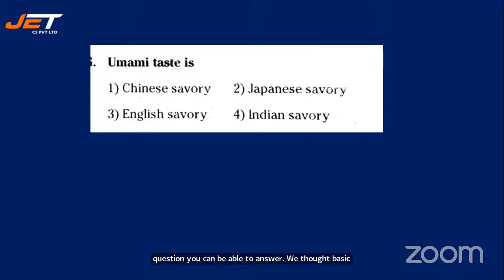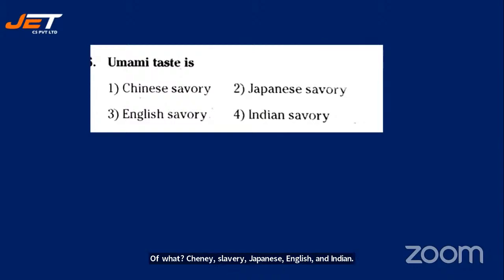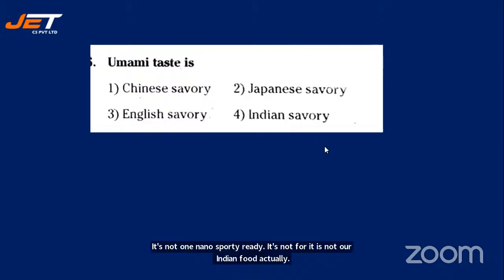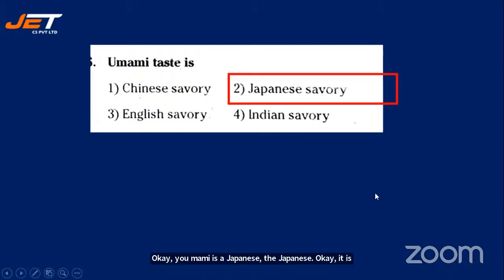Then, umami is a taste. Which taste? Umami is a taste of what? Chinese, savory, Japanese, English, and Indian. Umami is given in your textbook. Yes, Shleshna, Vaishali. It's not 1. Spurti Reddy, it's not 4. It is not our Indian food actually. Okay, umami is Japanese. It is a Japanese savory taste. Okay, it is given in your textbook, children.